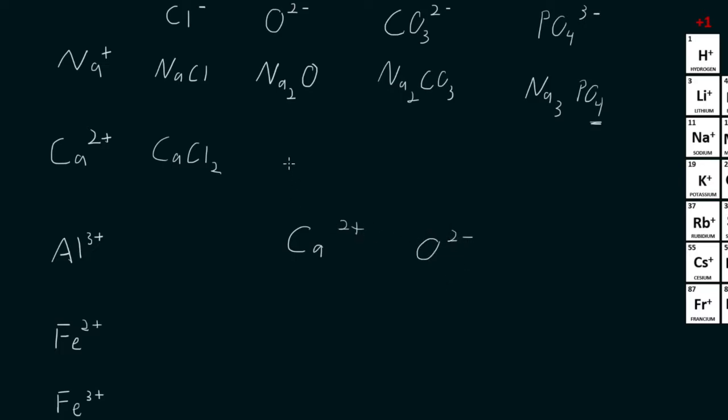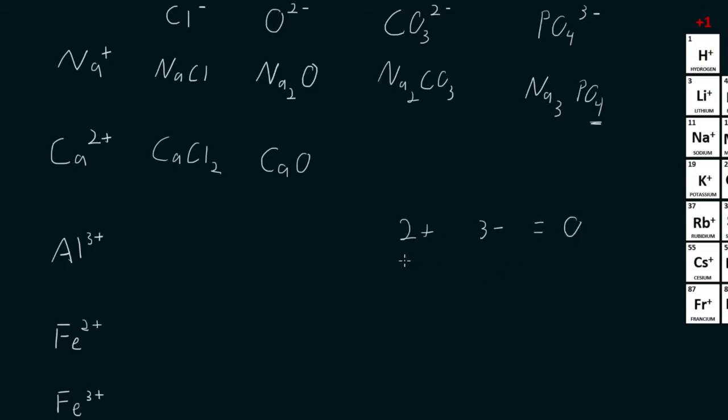2- cancels out 2+. So we get Ca. Oh, that's straightforward. But it's going to work the same way with the CO3, so let's just skip over to the PO4. What am I going to do here? I've got a Ca2+ and a PO4 3-. How are those going to balance out? Well, if I've got 2+ versus 3-, I need this to balance out to 0.